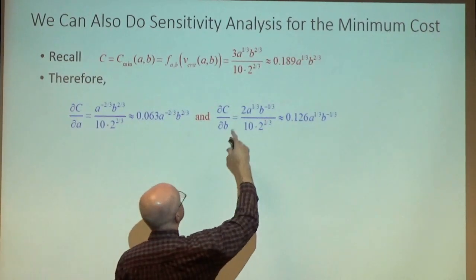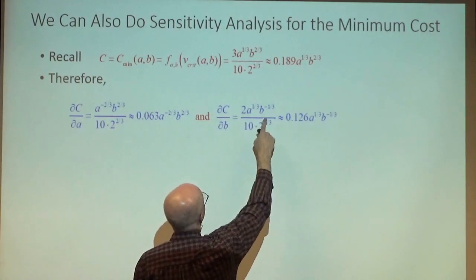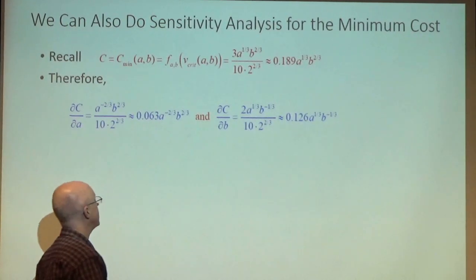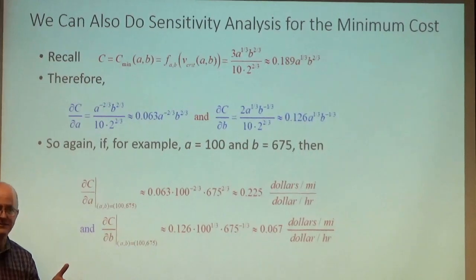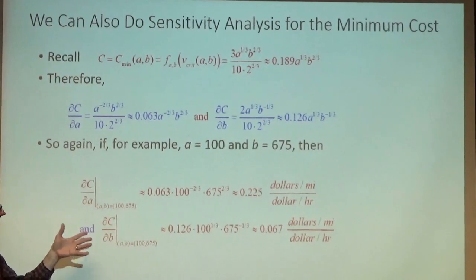And partial with respect to b, I bring the 2/3 in front. 2/3 times 3 is 2. 2/3 minus 1 is negative 1/3. Turns out to be approximately that. And once again, I can plug in numbers. Same numbers as before. So what is this telling you? This is telling you how your minimum cost is affected by changes in a and b. And both of these partial derivatives are positive.